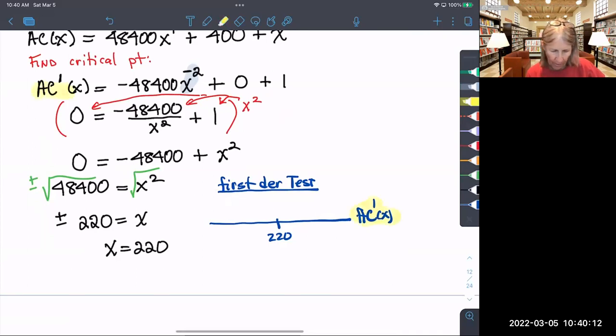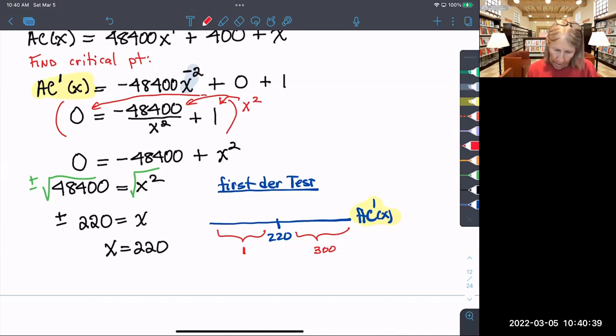Let's pick a point on each side of our 220 and put it into our derivative. Remember our derivative back up here. So I don't know, let's pick an easy point. We could plug in 1 on this side. We can't plug in 0 because 0 would make it undefined. But we could plug in 1 and then pick something bigger than 220, I don't know, 300, something like that. So plug those into your first derivative and see whether you get a positive value or a negative value, okay?